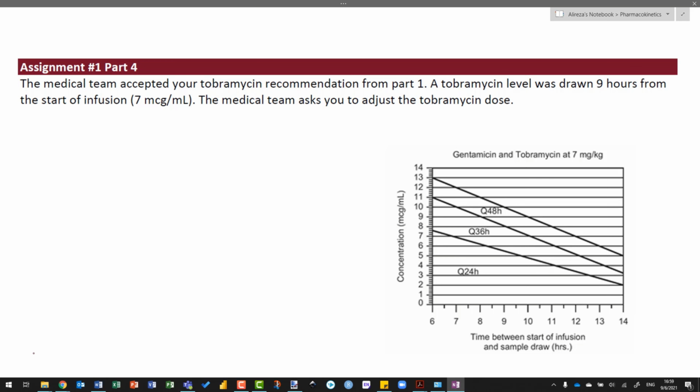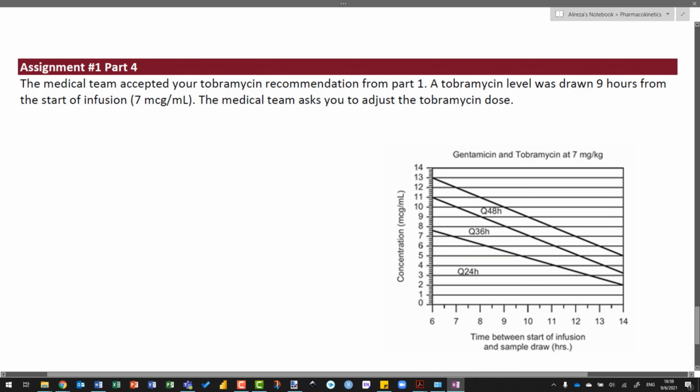Now for the next part, same patient, the medical team accepted your tobramycin recommendation. A tobramycin level was drawn 9 hours from the start of infusion, which happened to be 7 microgram per ml. And now the medical team asks you to adjust the tobramycin dose. If you look at 9 hours, this is your 9 hours later, and the level was 7. If you go up to 7, we are in every 36 hours. So this means that we had the right frequency.